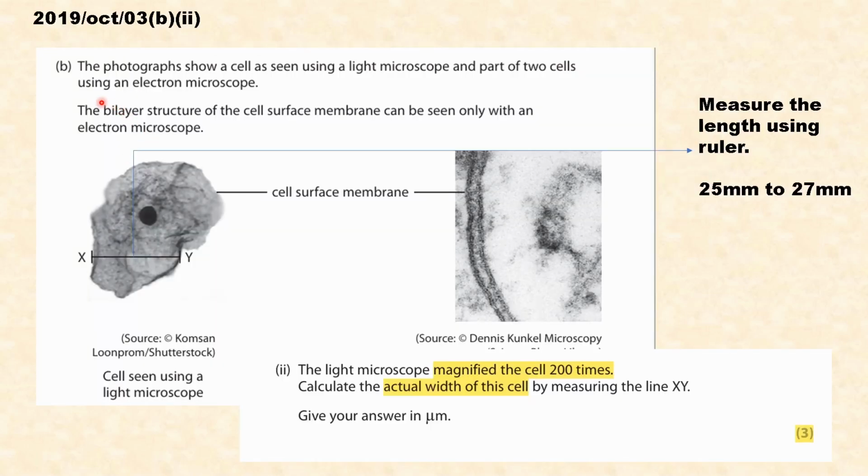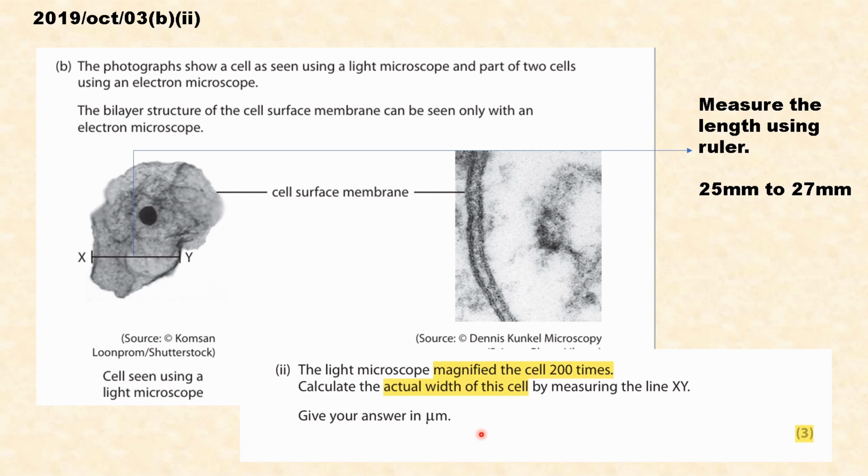Now moving on to the second question. It's quite similar to the first one. This time, we are given a picture of a cell under a light microscope. You can see the image clearly here. The microscope has magnified the cell by 200 times, so the magnification is already provided. The question is asking us to calculate the actual width of this cell by measuring the line XY, and the final answer should be in micrometers.